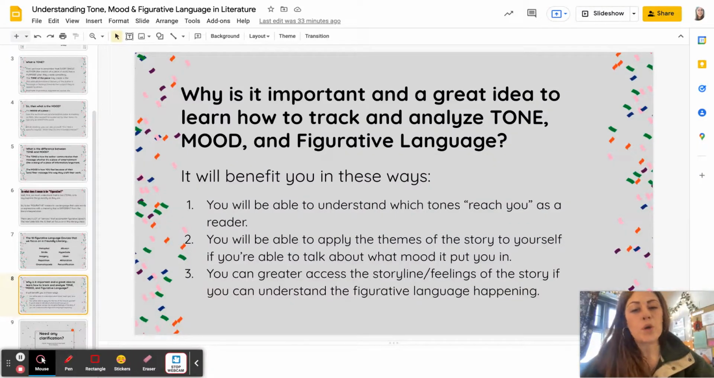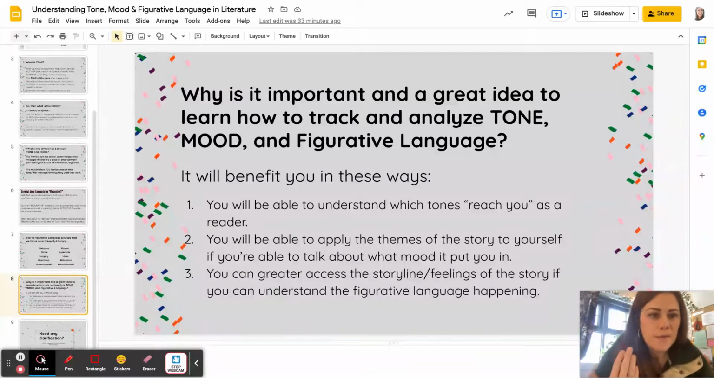And you can also just greater access the storyline, the feelings of the story, if you understand the figurative language happening. Specifically when talking about poetry and reading stories, when you're able to understand the imagery of a piece, when you're able to understand the similes or the metaphors being used, or its repetition if it's music, right? You're going to get the piece more thoroughly. And as we read, we want to be smart. We want to get it, right? So the more that you practice it, just like a bike, the more you're going to get out of a story.